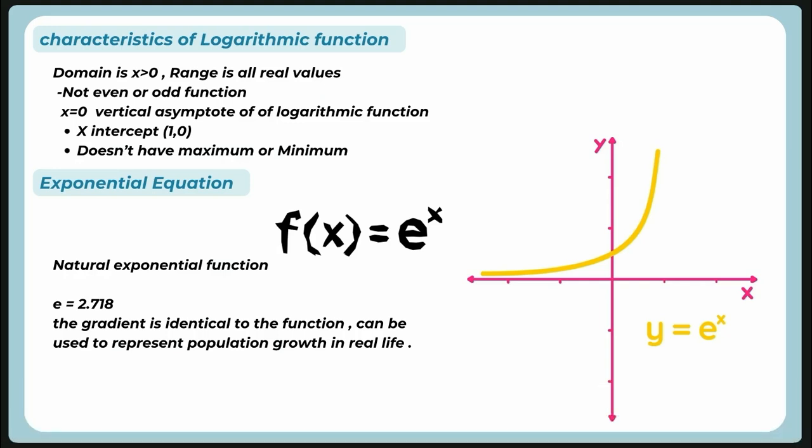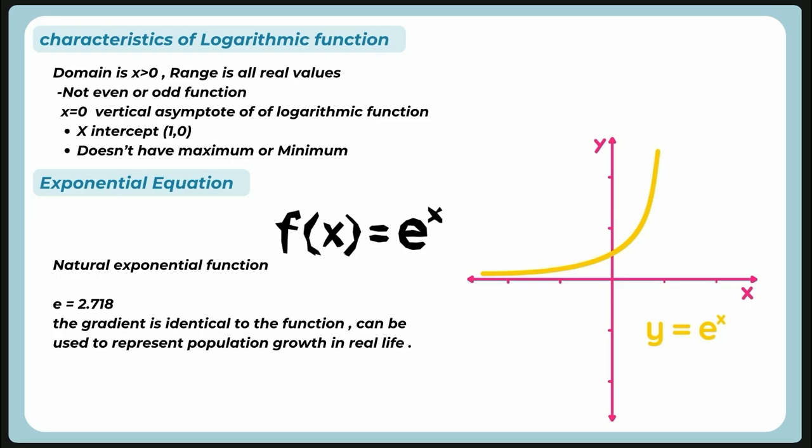Then you have the characteristics of the logarithmic function. The domain is x greater than 0 and the range is all real values. It is not an even or odd function. x = 0 is a vertical asymptote of the logarithmic function. The x-intercept is at 1 and 0, and it does not have a maximum or a minimum.